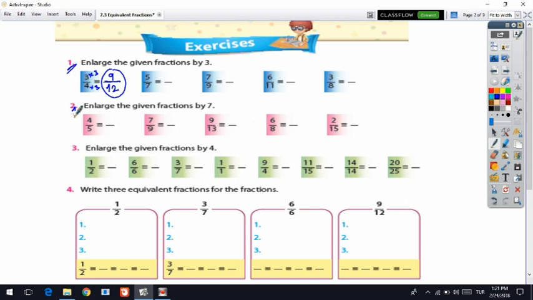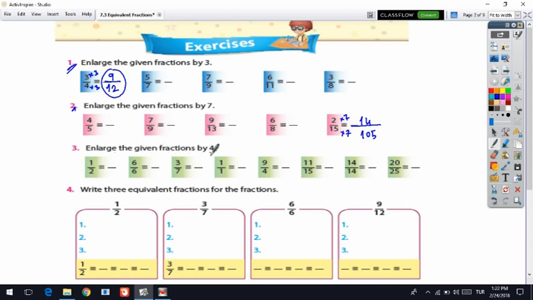Now let's talk about question 2. For example, 2/15. You have to multiply by 7. So 2 times 7 is equal to 14, 15 times 7 is equal to 105. So the rule doesn't change, because you just have to multiply the numerator and denominator by the same number.